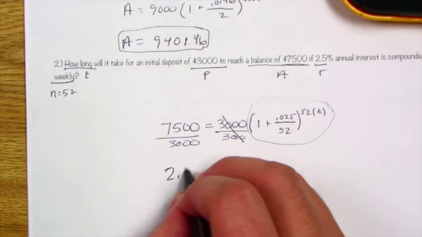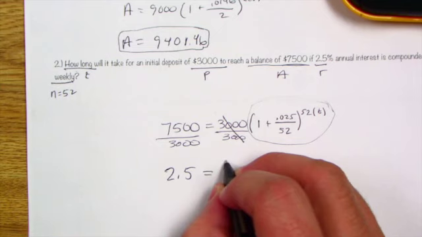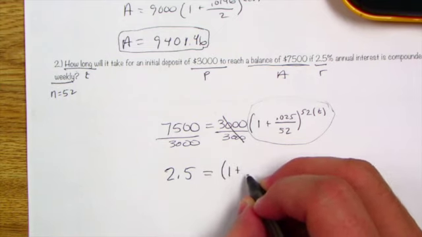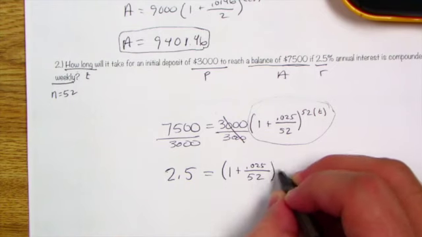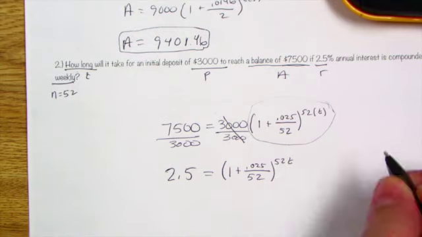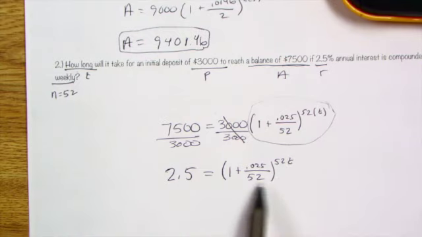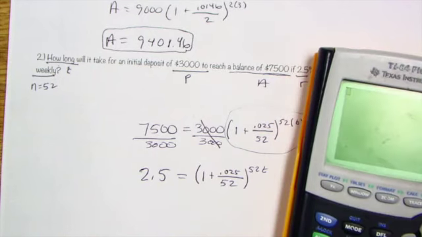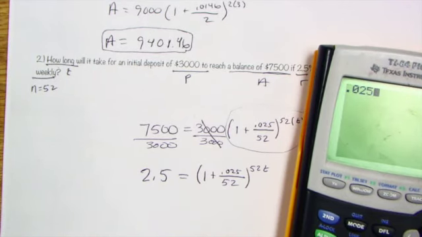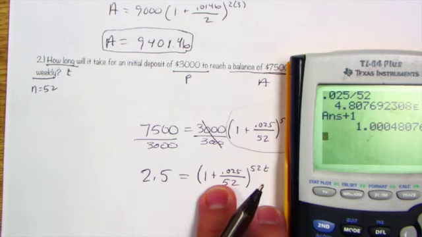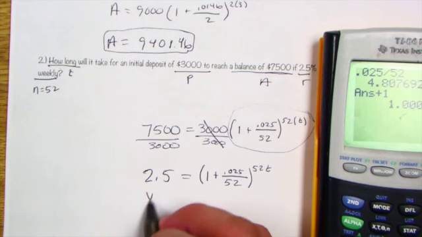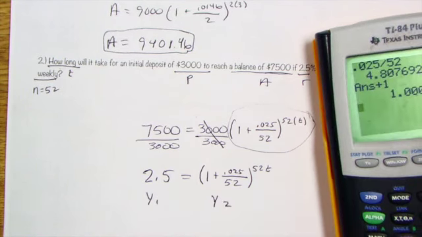And so I get 2.5 equals, parenthesis, 1 plus 0.025 over 52, and then 52t. A couple things that you can do. You could simplify what's inside: 0.025 divided by 52 and then add 1. You could use that value in there, or you can just keep it as it is. Remember how we did this. This will go into our y1. This will go into our y2.